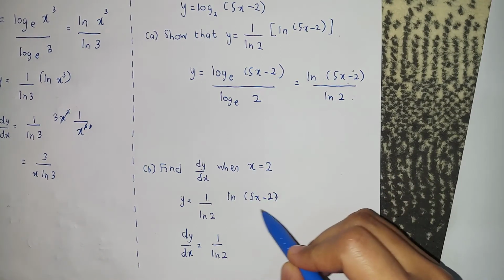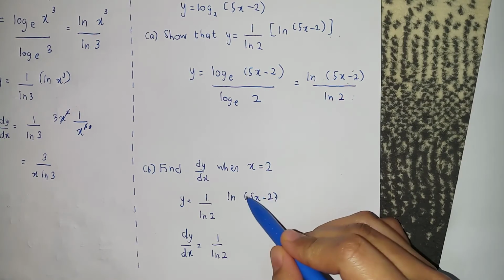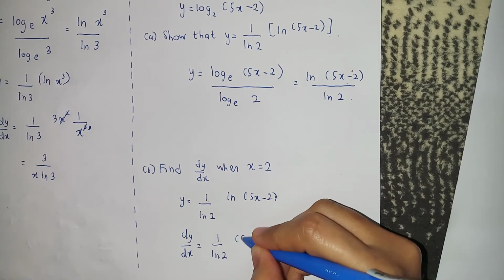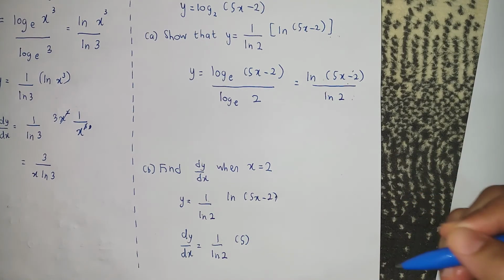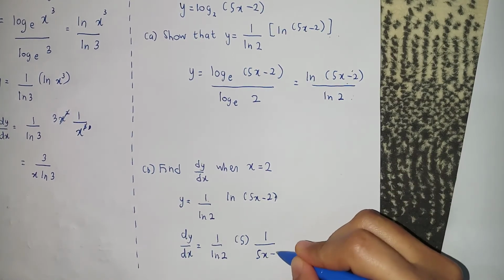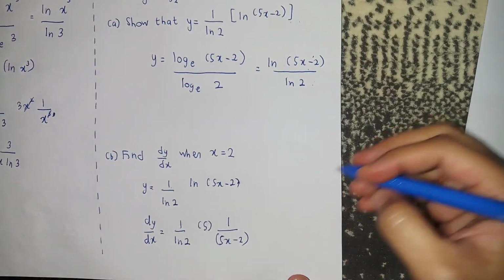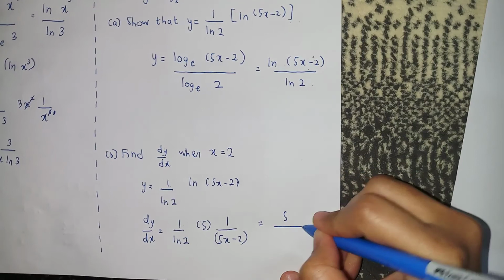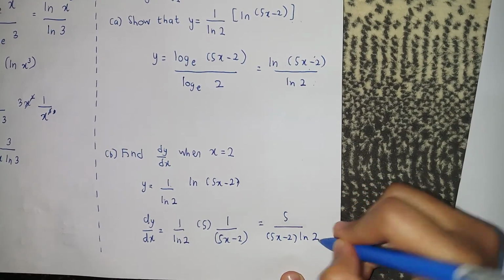How do we differentiate that? You differentiate the term inside the ln. Differentiating that, you will get 5 only. Put 5 in front. Then next, what should you do? You take 1 over the whole term, 1 over 5x minus 2. So you will get dy/dx equals 5 over (5x minus 2) times ln 2.